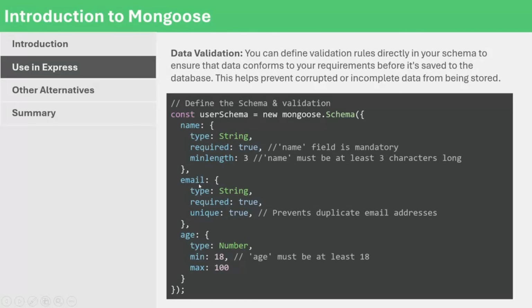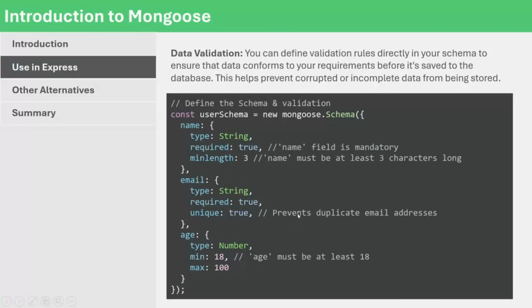So I'm saying that this email should also be a string value and it is a required field. And this email should also be a unique value. No two documents in the users collection should have the same email value. Each document in the users collection needs to have a unique email value.